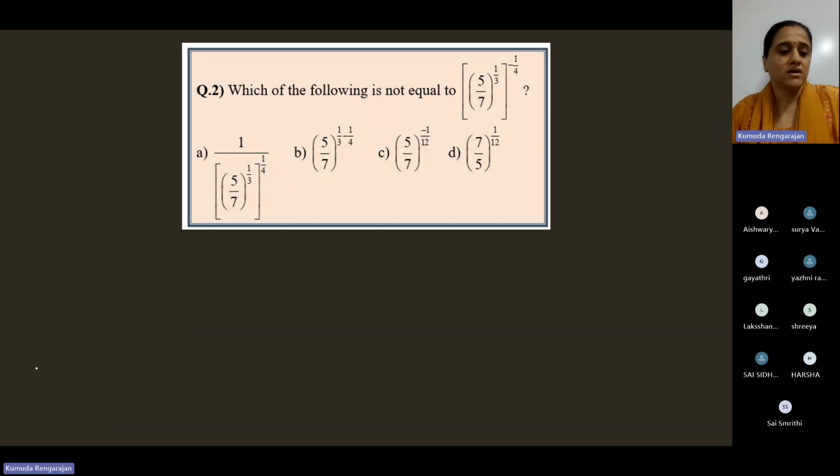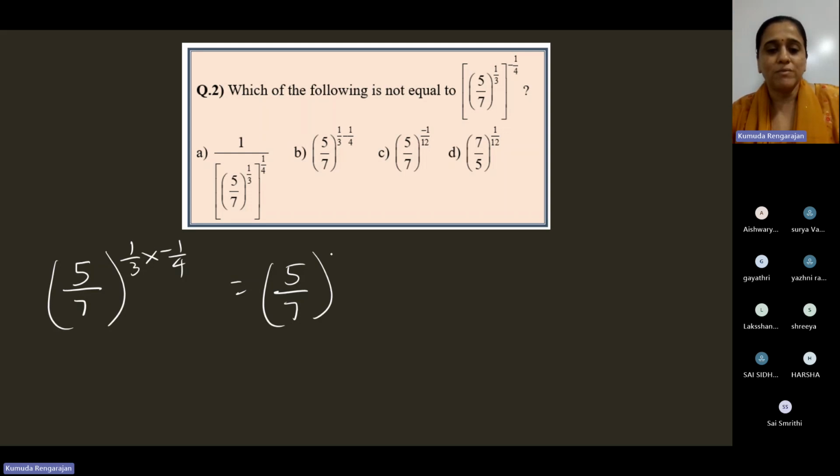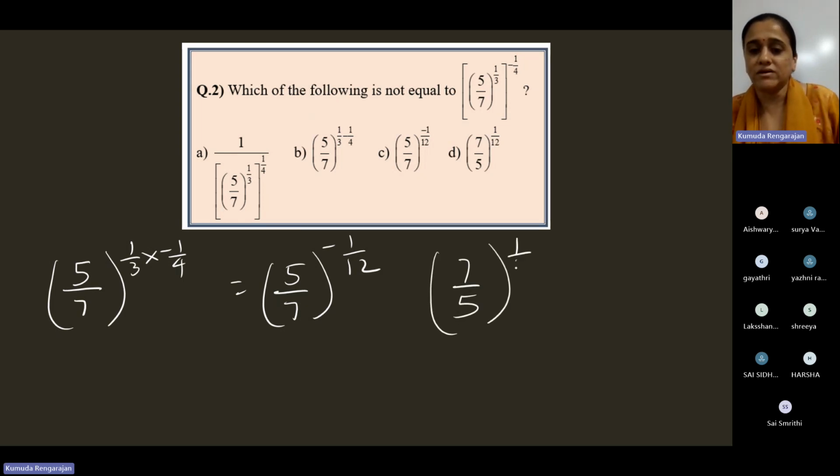What about option C? In option C, 5 by 7. When you evaluate the given expression, you have to multiply the powers. So when you multiply the powers, you have 1 by 3 into minus 1 by 4. So it is 5 by 7 to the power minus 1 by 12. That's what you see in option C. So option C is equal to the given expression. And option D, you can see the reciprocal of the base, 7 by 5, and the negative of the power, 1 by 12. Again equal.